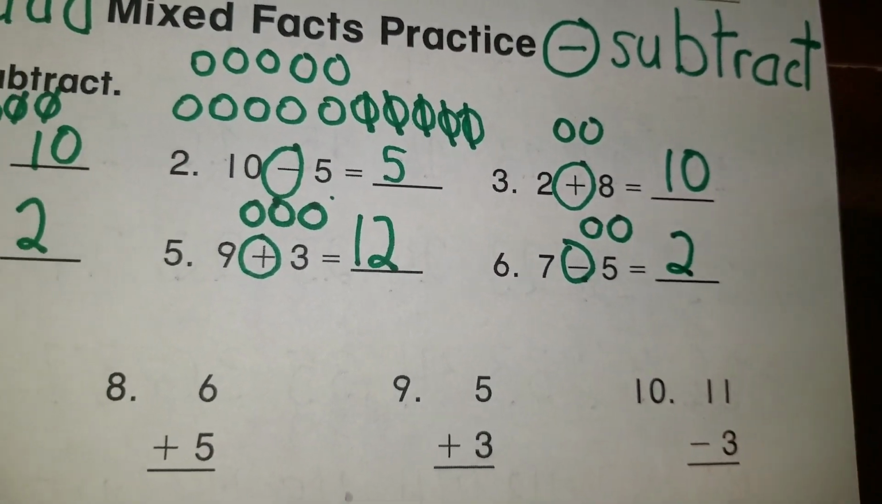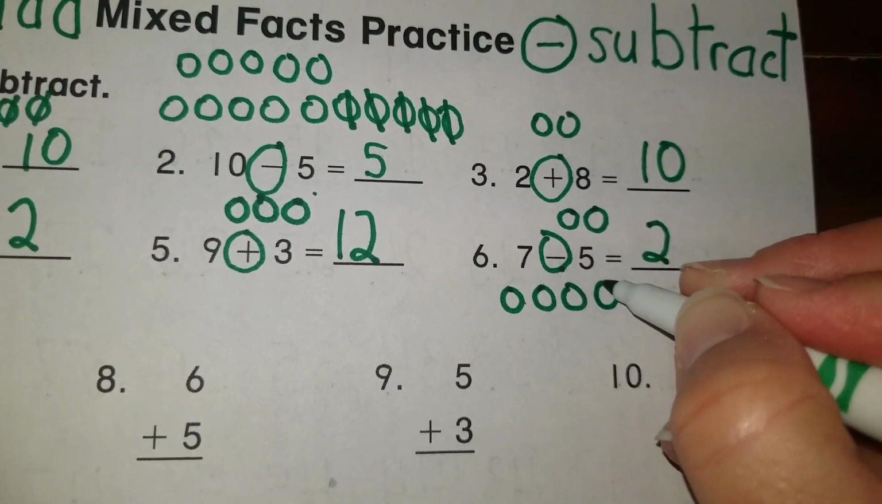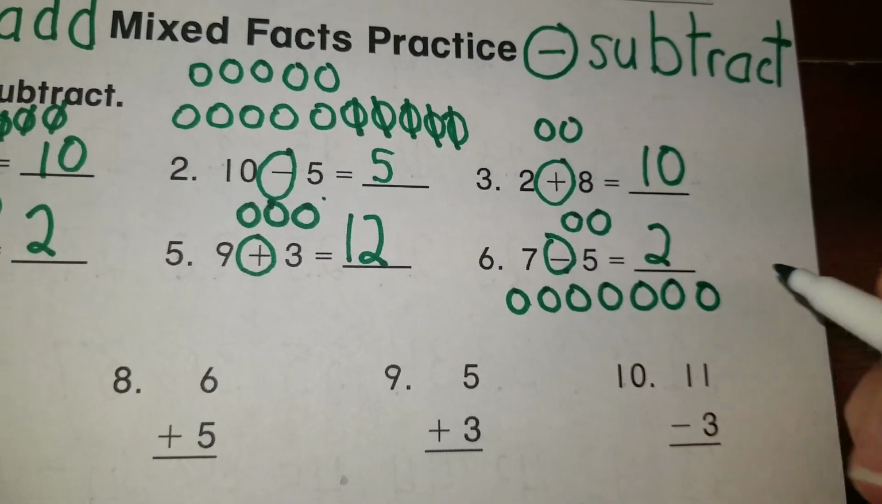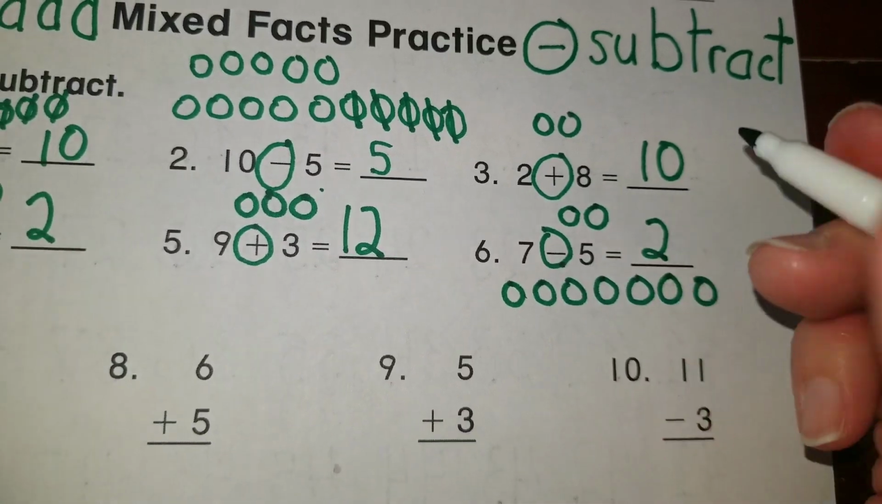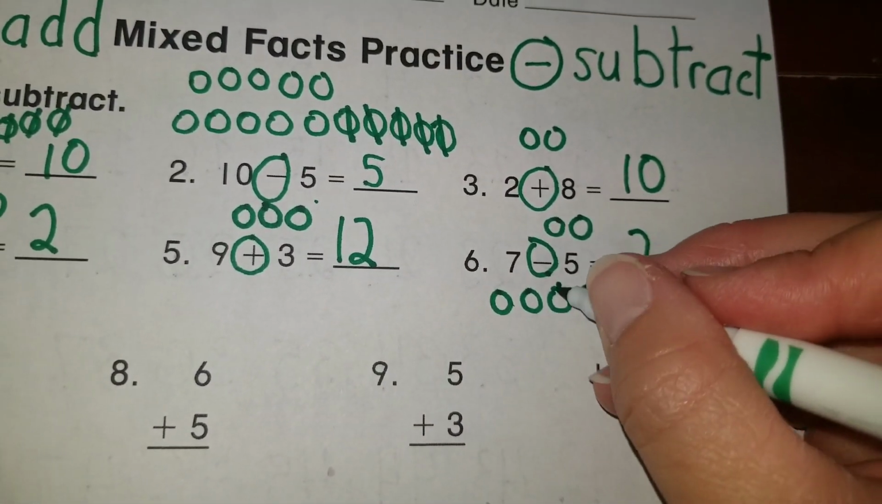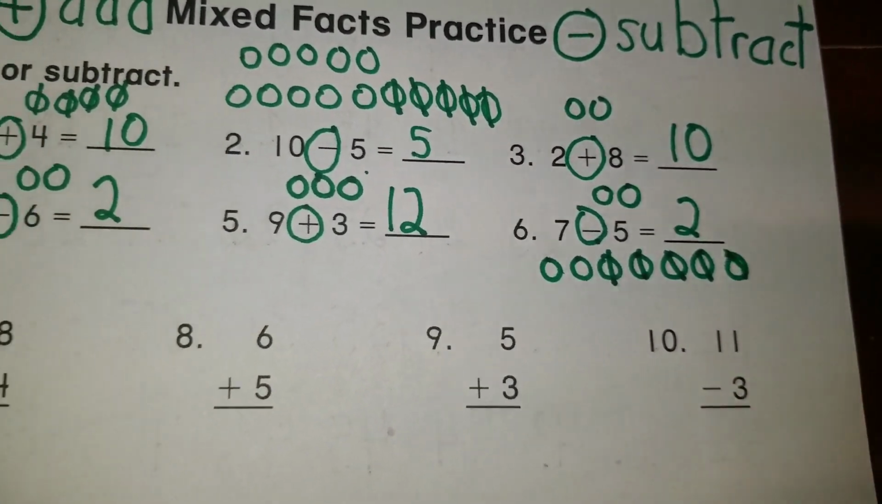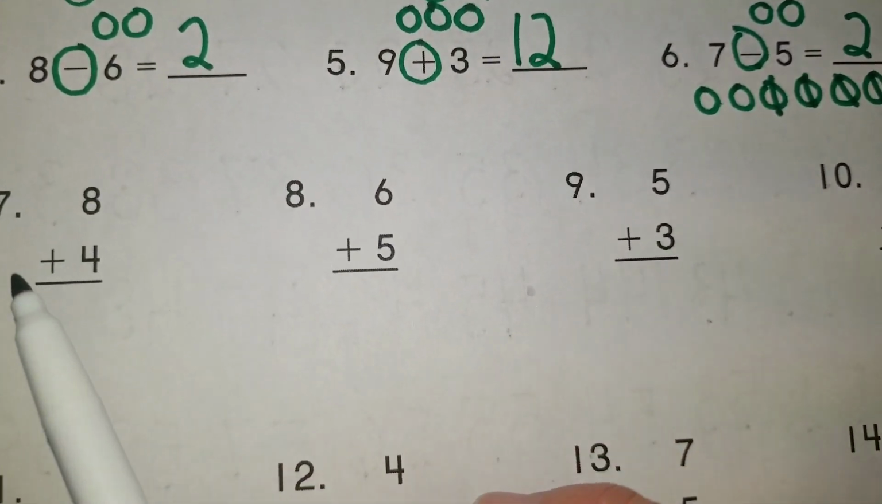2. You can also say 7 circles. 3, 4, 5, 6, 7. You have 7. And you're gonna take away 5. 1, 2, 3, 4, and 5. How many circles you have left? 2 is the same answer. Alright, so here we go.